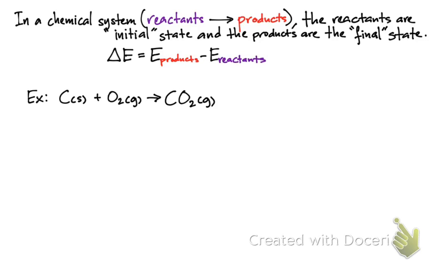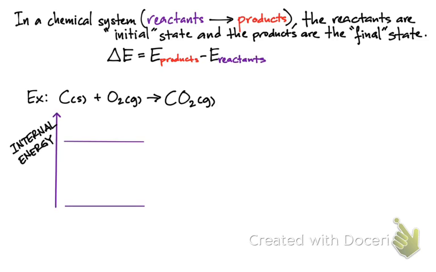So quantitatively, the change in energy of the system is the difference in the energy of the final state and the initial state. In other words, it's the difference in the energy between the products and the reactants. Here's an example where carbon is reacting with oxygen to form the more stable carbon dioxide. Molecular compounds like CO2 are generally more stable than atomic and molecular elements like carbon and oxygen gas.